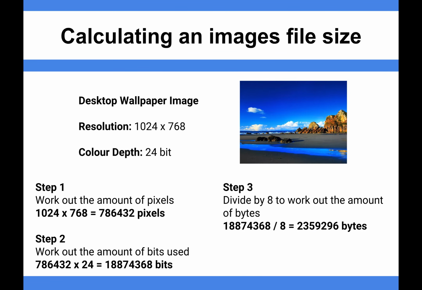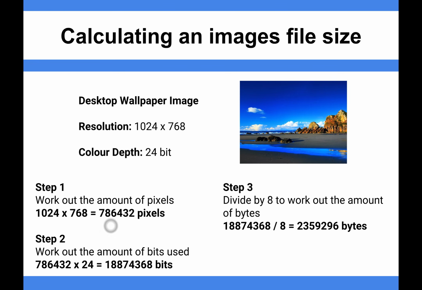So let's just do one really quick proper example. A desktop wallpaper image for a computer might typically be a resolution like this: 1024 by 768. It might have a 24-bit color depth. This is a more realistic image. So the first thing you do is work out the amount of pixels. You times the resolution numbers by each other to work out the pixels.